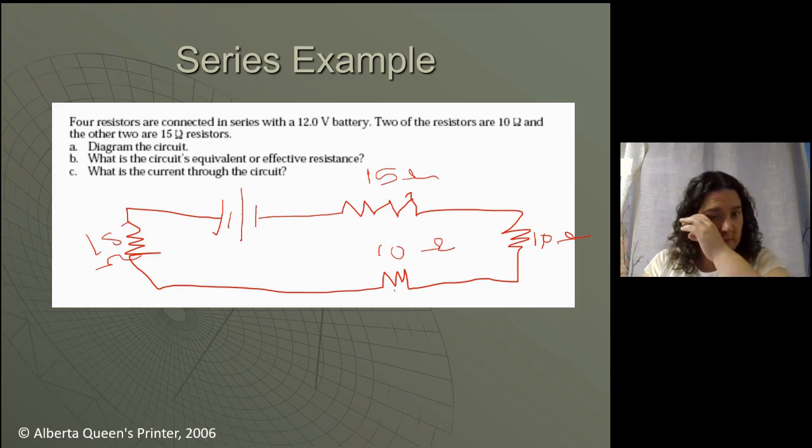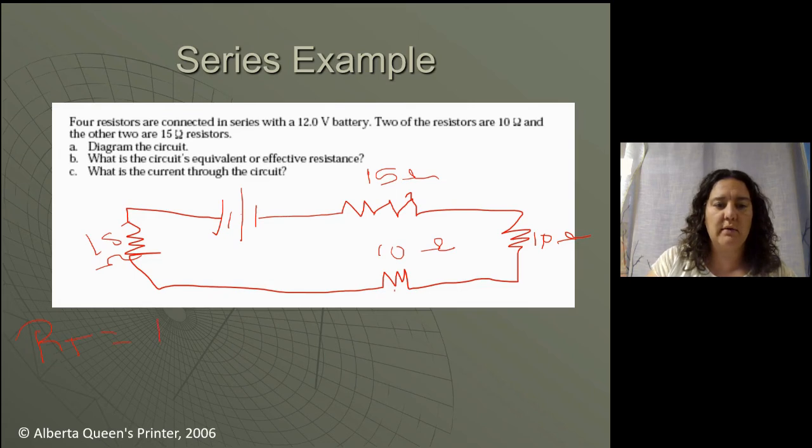So what's the circuit's equivalent or effective resistance? I'm going to add them all up. So my total resistance is equal to R1 plus R2 plus R3 plus R4. So this is equal to 15 plus 10 plus 10 plus 15, which gives us a total of 50 ohms.